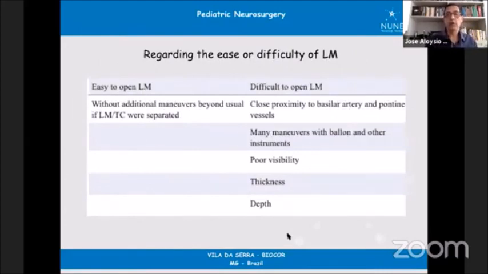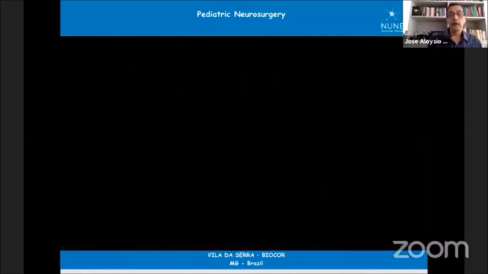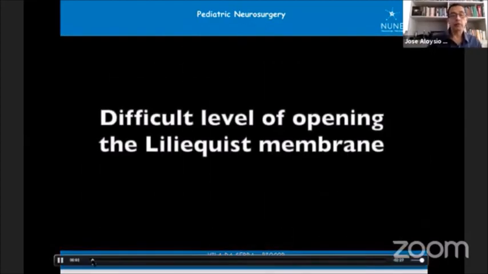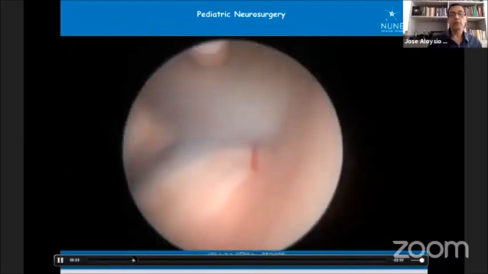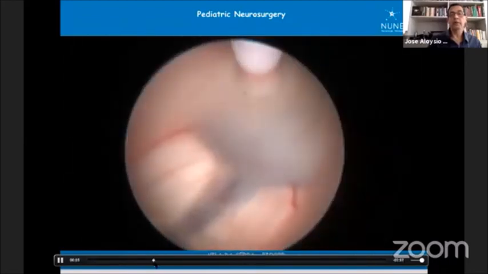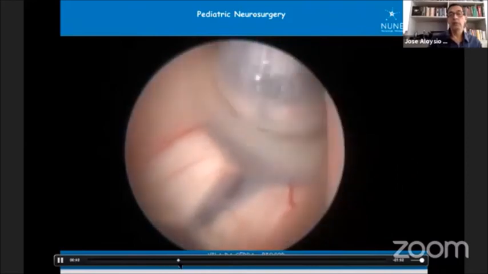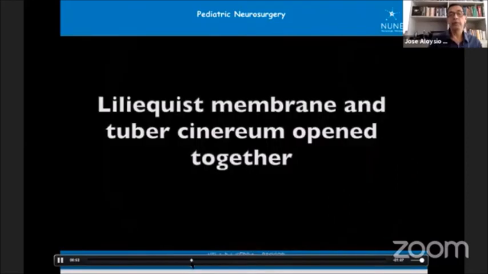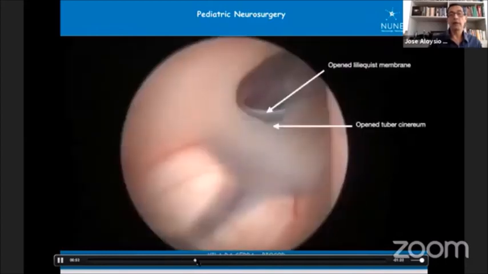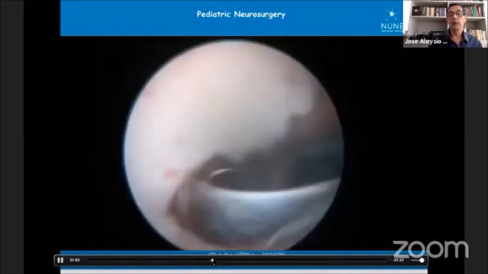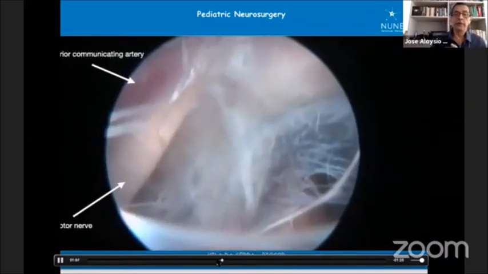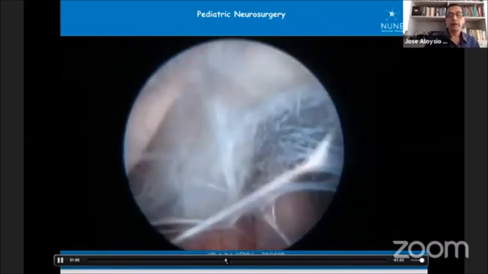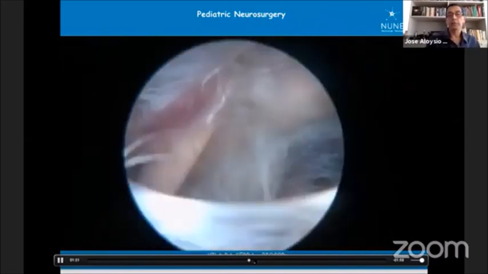So we follow these criteria, and our colleague, Dr. Leopold, made this movie to better understand that this is a normal tuber cinereum scenario and easy to open. The Liliequist and the tuber cinereum are together and open together, and we just need one maneuver to be sure that the cistern was open.